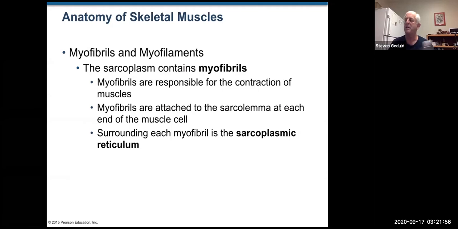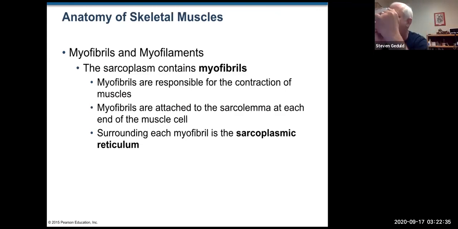Myofibrils and myofilaments. So the sarcoplasm contains myofibrils. These myofibrils are responsible for contraction of the muscle. There's going to be thick ones called myosin, thin ones called actin. These are the fibrils that move past each other and cause the muscle to shrink, okay, or shorten or contract. Okay? The myofibers are attached to the sarcolemma at each end of the muscle cells. So if the fibers are attached at each end, as they pull together, what does that do to the ends of the muscle cells? It pulls them closer together, causing contraction.